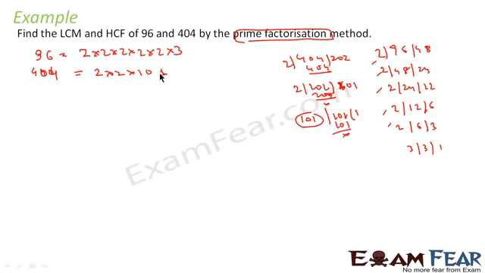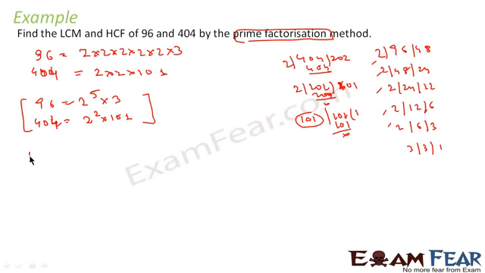Correct? Let's rewrite this. 96 is nothing but 2 to the power 5 into 3, and 404 is nothing but 2 to the power 2 into 101. Now once we have done this, to find the HCF what we'll do, we'll take the highest common factor. For example, for 2's power the highest is 5. See, here it is 5, here it is 2, the highest is 5.